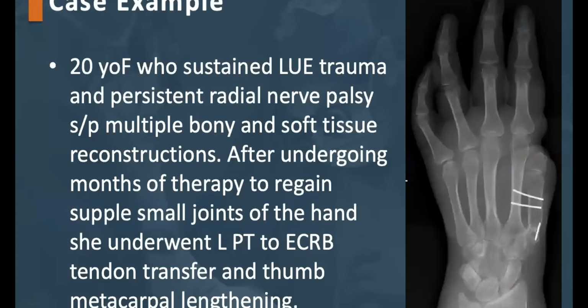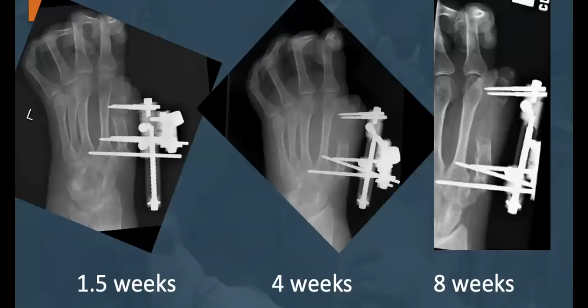Another case example is our 20-year-old female who sustained a left upper extremity trauma. She had a persistent radial nerve palsy, had multiple bony and soft tissue reconstructions. After she had regained suppleness of her digits, she underwent a PT to ECRB for a radial nerve transfer and removal of hardware and metacarpal lengthening.